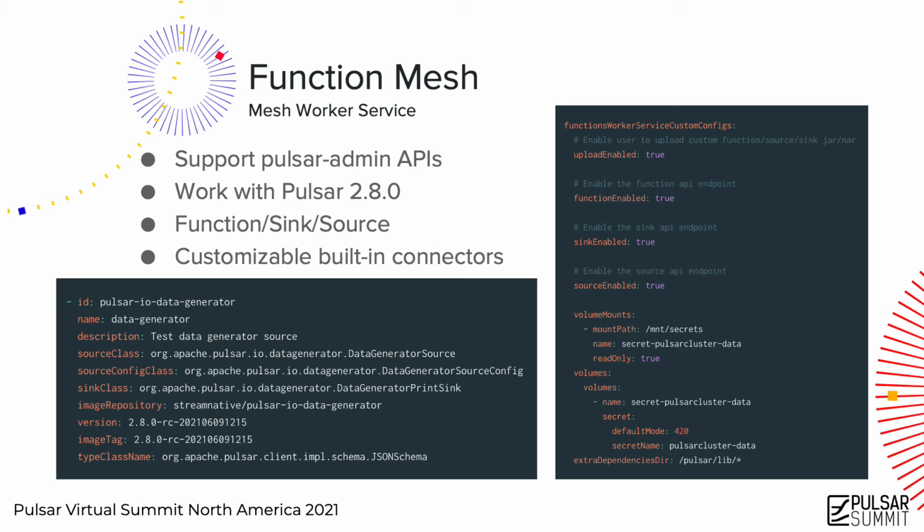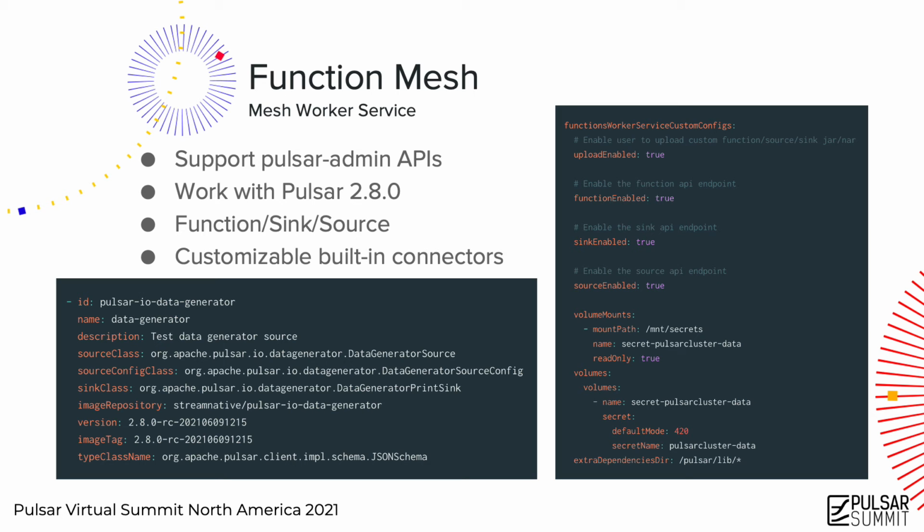For example, we can disable or enable specific API endpoints, like the function endpoint or the sink or source endpoint. We can even configure whether we support users uploading their custom function or source or sink jar packages. And we can also define some Kubernetes resources like volume mounts or volumes, and some other runtime configuration.